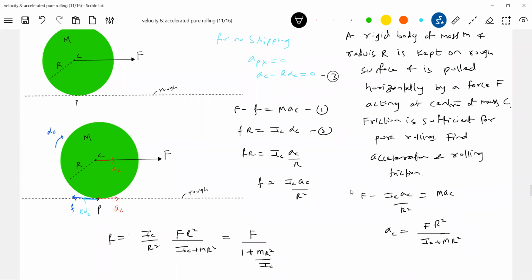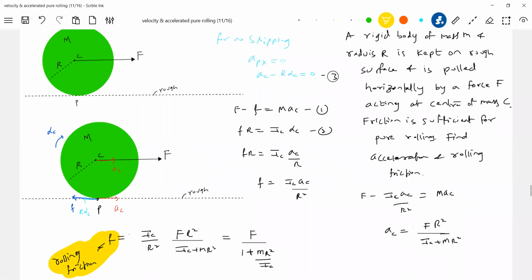Okay, now look, I brought something very interesting here. Now, what is this friction on the rigid body? I'll call it strictly rolling friction, not sliding friction. So what do you mean by rolling friction? It is a new type of friction I'm introducing here, called rolling friction.